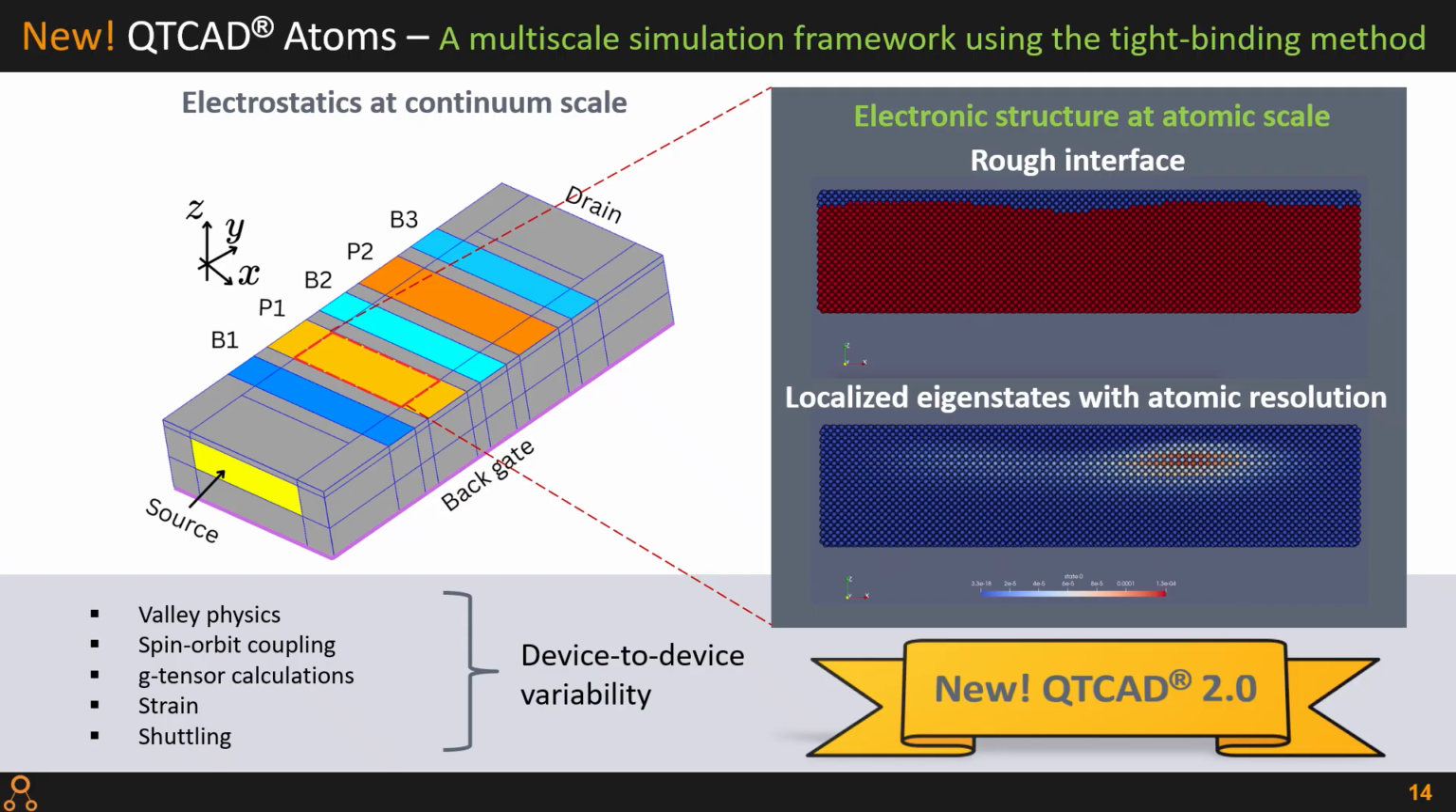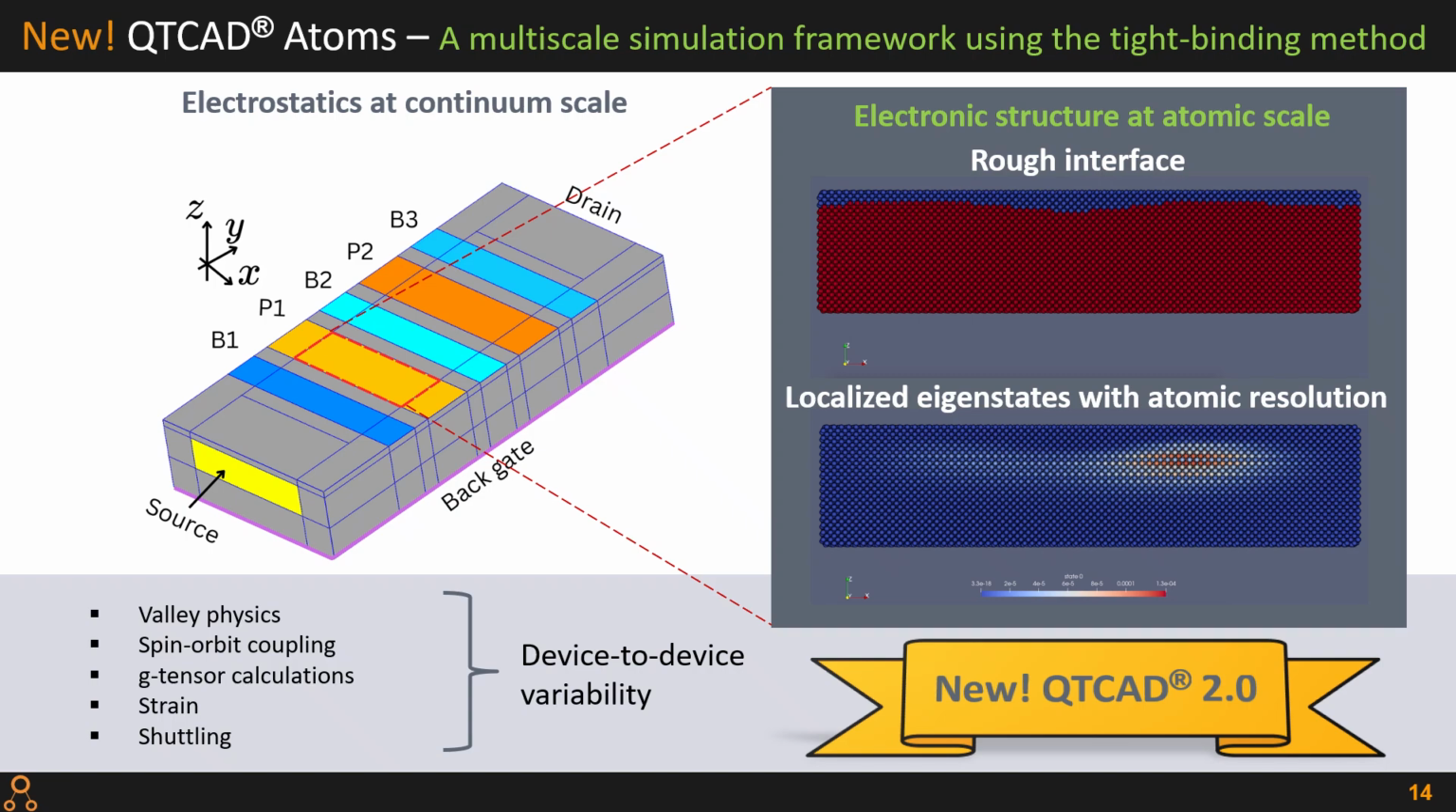First, at the length scale of electrostatic gates, we can compute electrostatics using finite elements, assuming a continuum description of the system. And this enables us to calculate the confinement potential throughout a 3D model of the structure. But QTCAD Atoms enables us to zoom in on the quantum dot region and model quantum dots with atomistic resolution. This enables us to include key imperfections such as rough interfaces or random alloying.